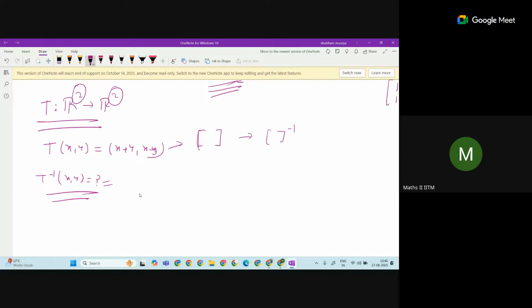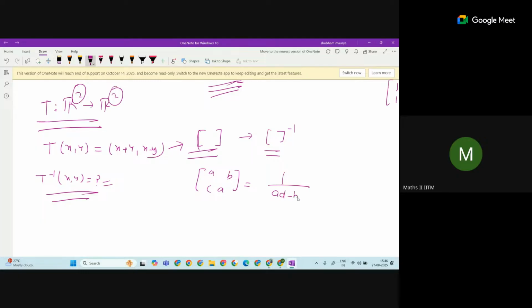This is the general way we'll follow to find the inverse. Otherwise, I don't think there is any other quick method to do it the fast way. The simple method is to find the matrix representation and then the inverse of that matrix. For 2 cross 2, what is that? If you have the matrix A, B, C, D, what is the inverse of it?